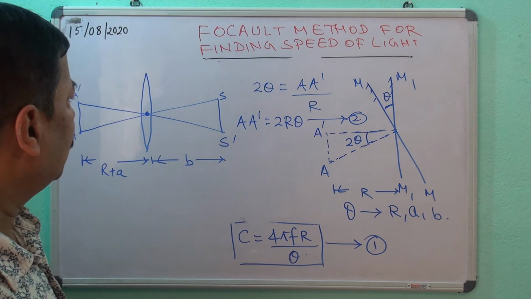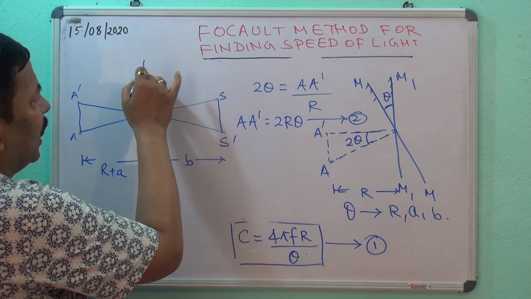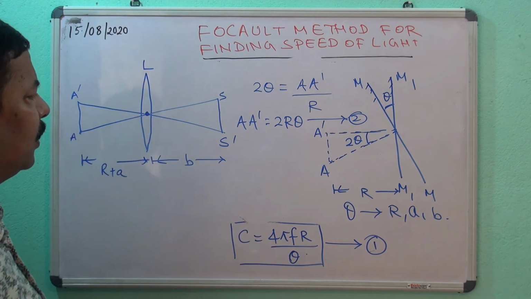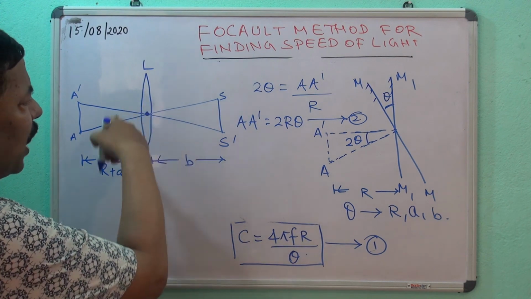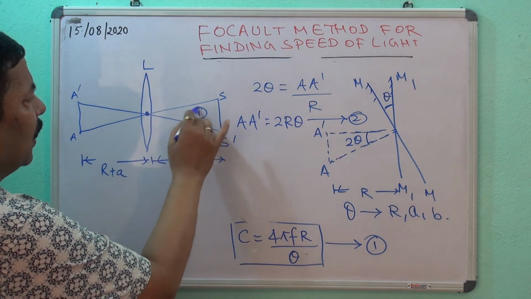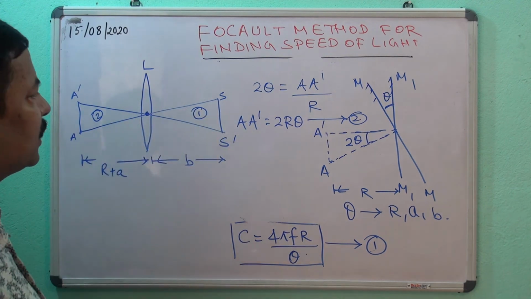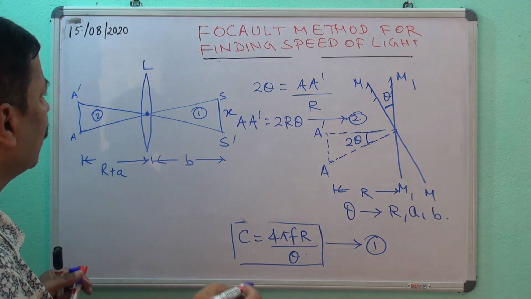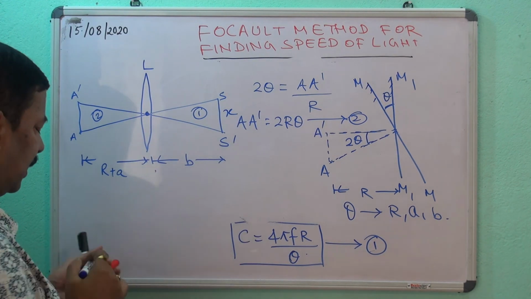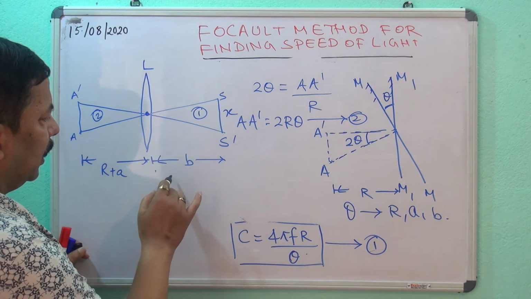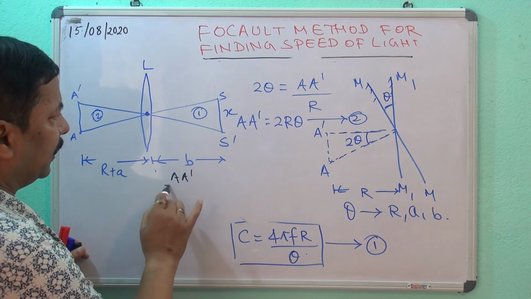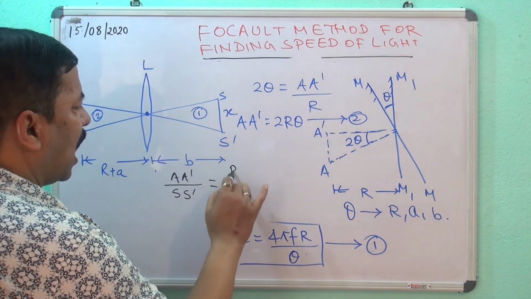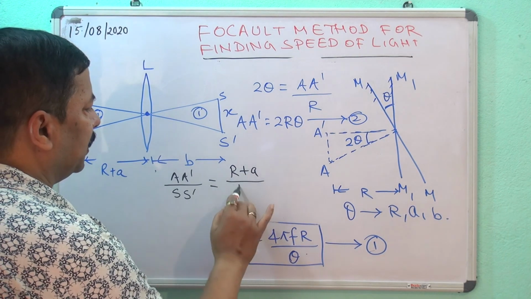Now see the diagram. This is your lens L and this is the position S dash A dash A. And what we can see, the two triangles are similar, triangle number 1 and triangle number 2. The two triangles are similar, therefore this distance was X, therefore A dash by S dash must be equal to R plus A by B.